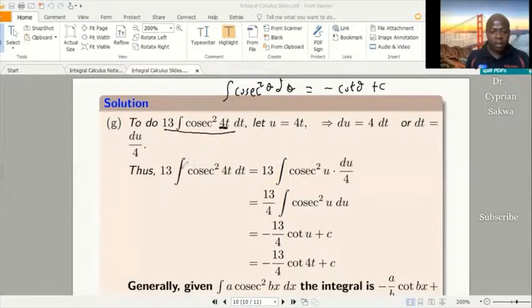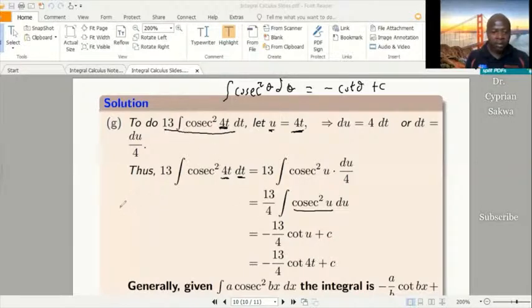13 times the integral of cosec squared 4t dt will be the same as 13 integral of cosec squared. Instead of 4t, we have u, and instead of dt, we have du over 4. And then the constant taken outside will be 13 out of 4, the integral of cosec squared u du. But this we know, it will give us negative cot u plus c. So, multiplying that, I will have negative 13 over 4 cot u plus c. Substitute back your u, which is 4t. So it will be negative 13 over 4 cot 4t plus c.